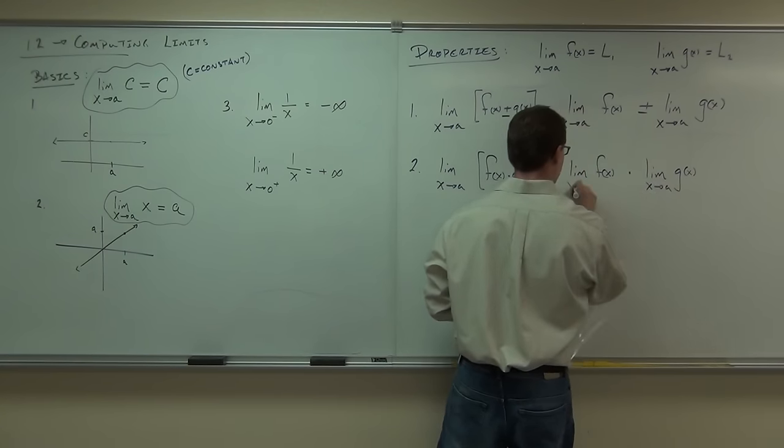Basically, here's what it says in English. To find the limit of a polynomial, just plug in the number. Can y'all do that? Oh, yeah, that's great. To evaluate the limit of a polynomial, just plug in the value, which is a in our case.